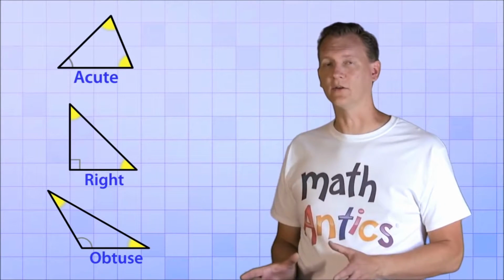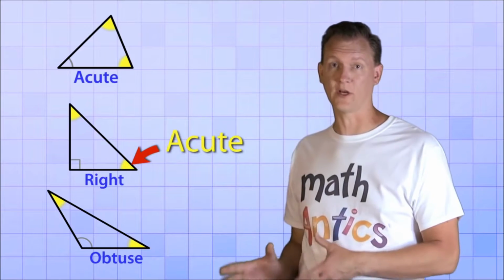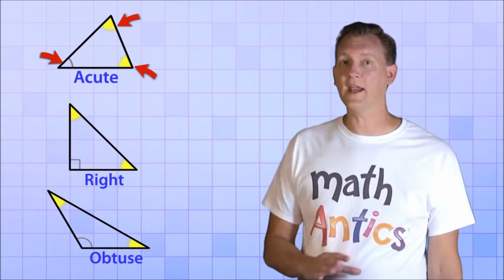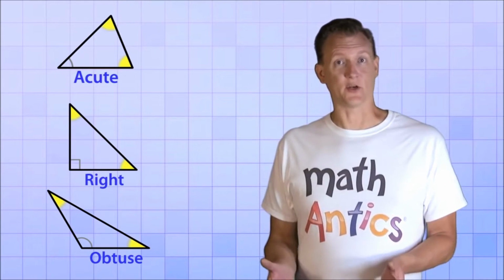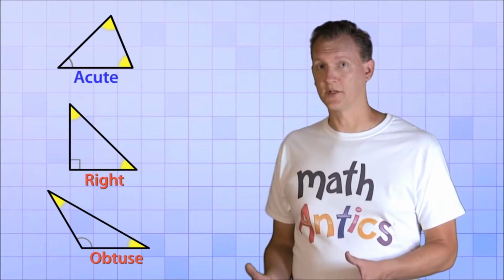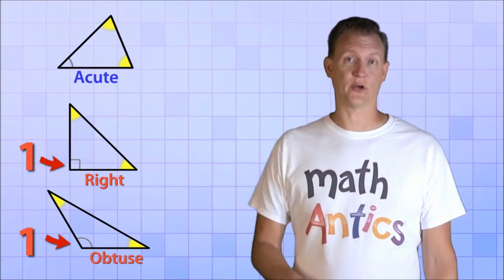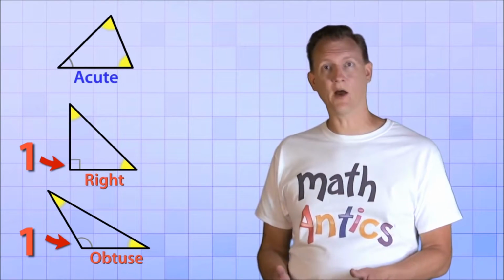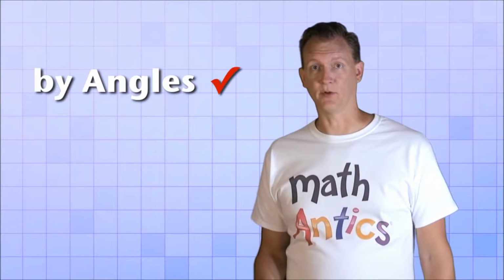For any given triangle, just because you see one acute angle, that doesn't mean it's an acute triangle. You have to look at all the angles to tell if it's an acute triangle. The situation's easier with right and obtuse triangles because you can only have one right or obtuse angle per triangle. So as soon as you spot one of those kinds of angles, you know what type of triangle you have. All right then, classifying triangles by angles is pretty simple.